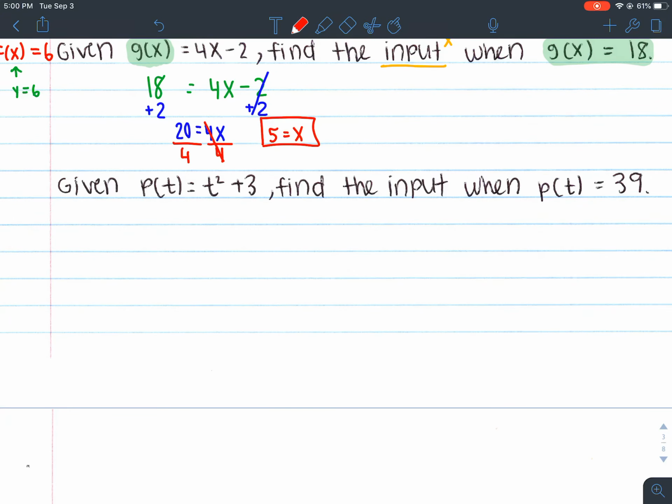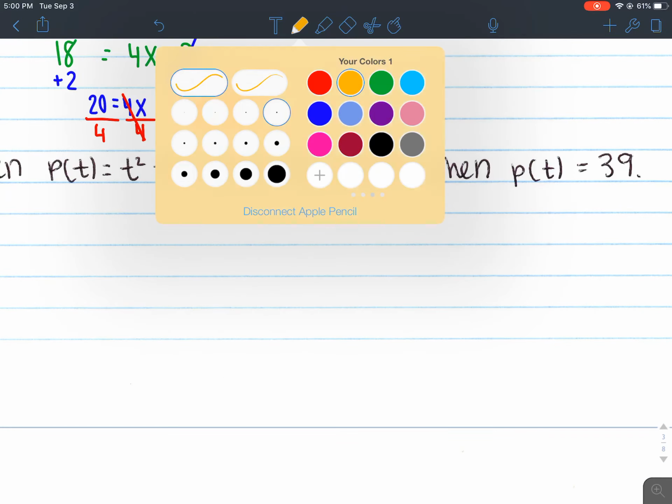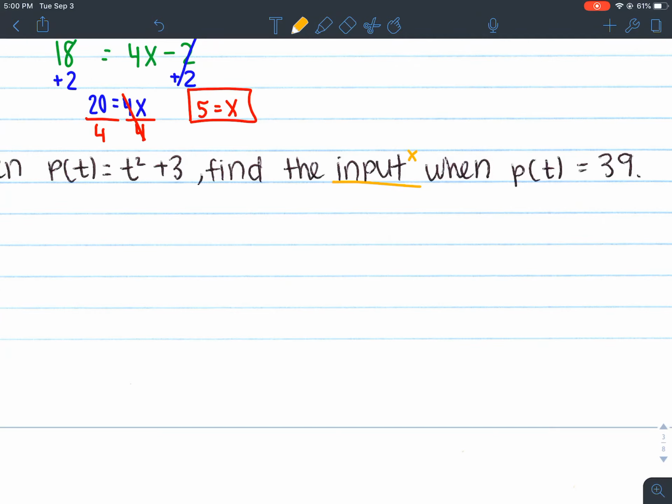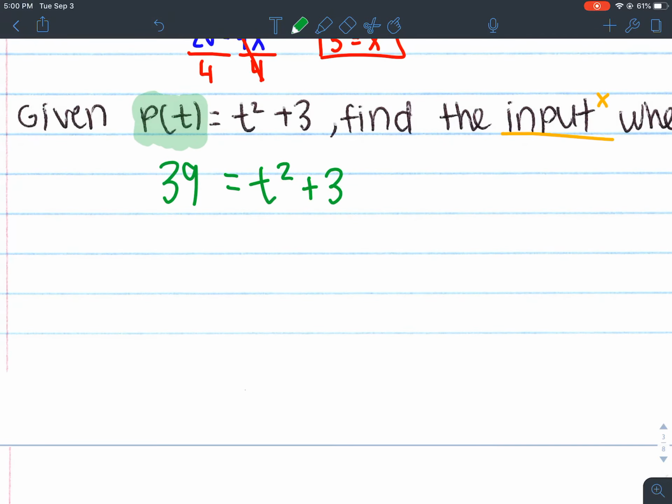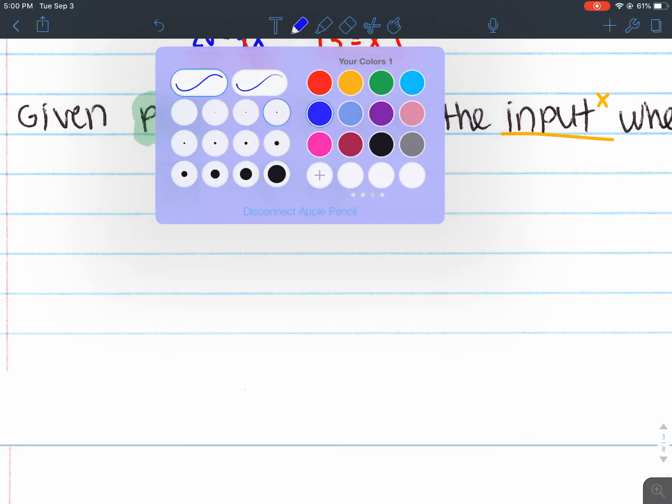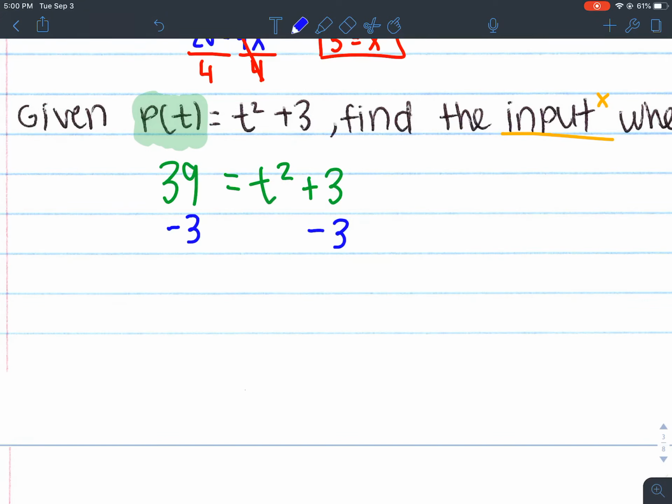All right, the second one is actually pretty similar. Given p of t equals t squared plus 3, find the input when p of t equals 39. Input is x. It says p of t is 39, so this p of t is 39. I'm replacing it. It is no longer there. Okay. Next step here, I'm going to subtract 3 from both sides, and I get 36 equals t squared.